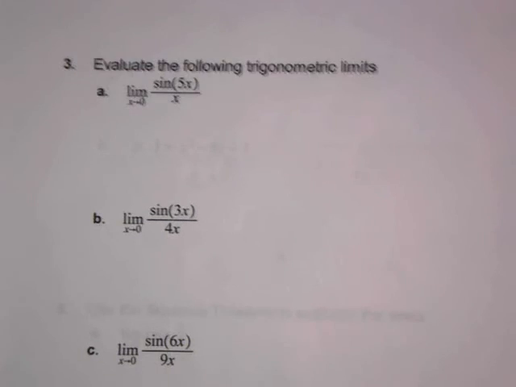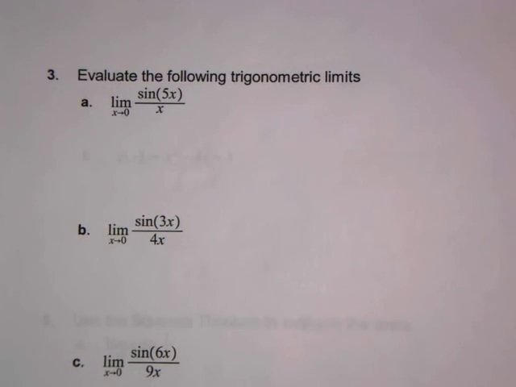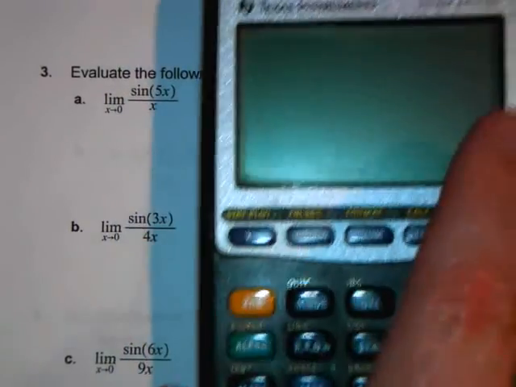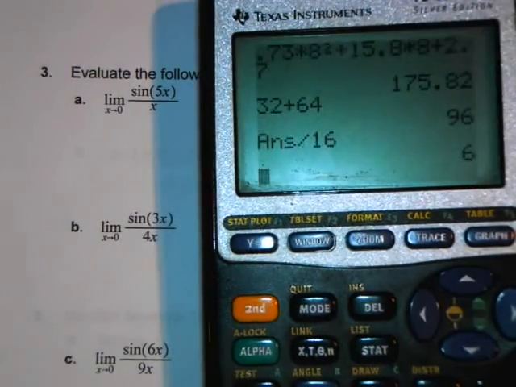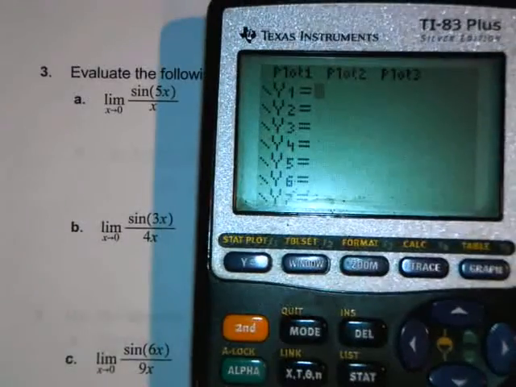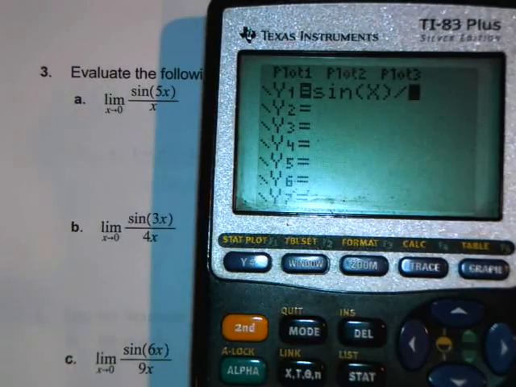Now we have two special trig rules here. And the trig rule, I can probably best convince you of this using a graph. I'm going to take sine of x and divide it by x. And I want to take the limit as x goes to 0.